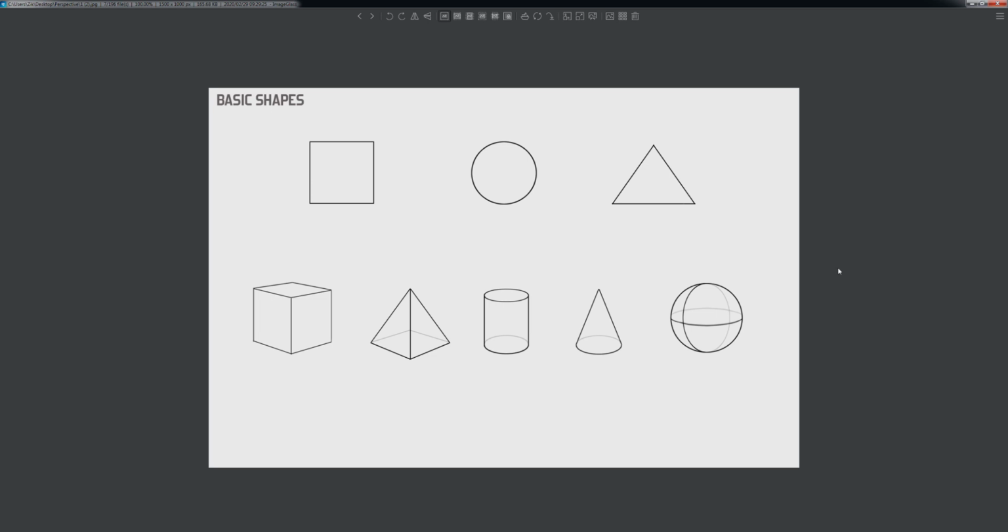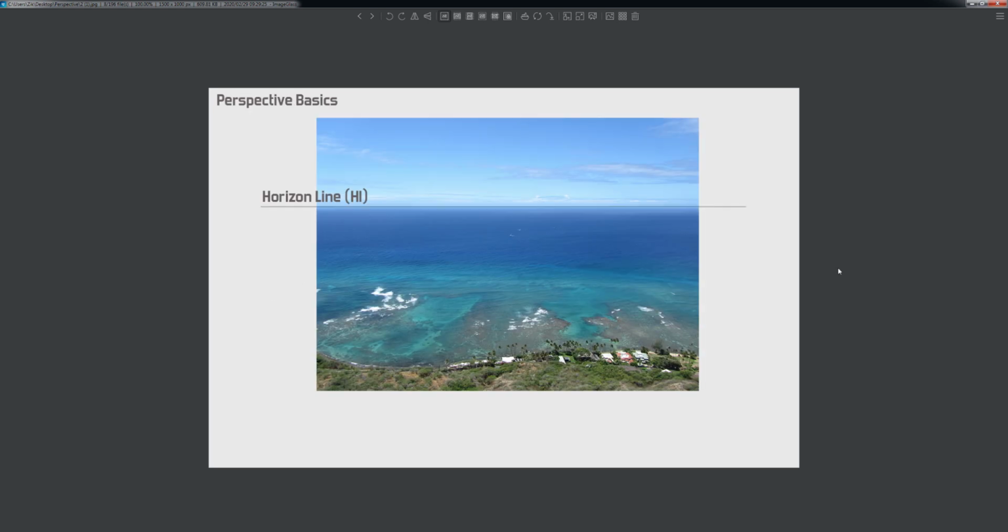So before we begin with learning about 1-point perspective and 2-point perspective, let's have an understanding of some of the terms that we're going to use. The first is the horizon line. The horizon line is simply where the sky meets the ground, or in this case, the ocean. It is as far as your eye could see where those two converge.